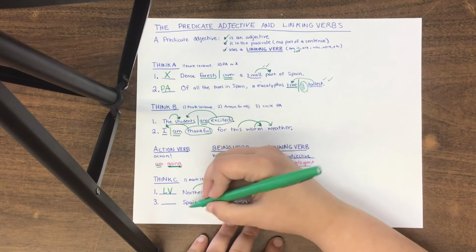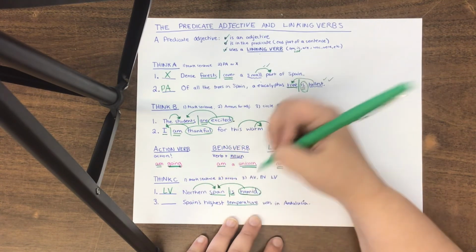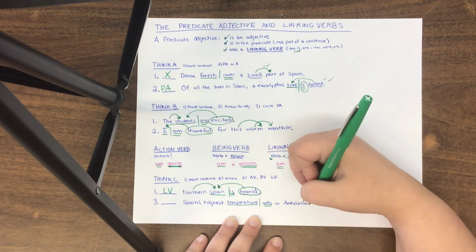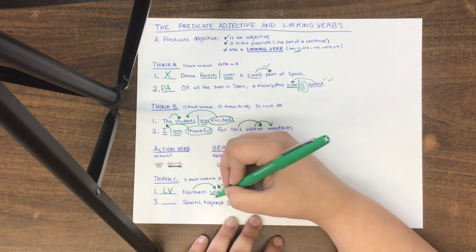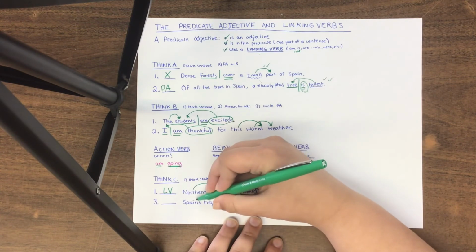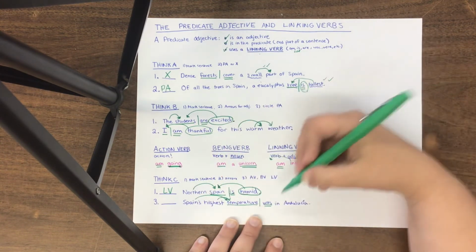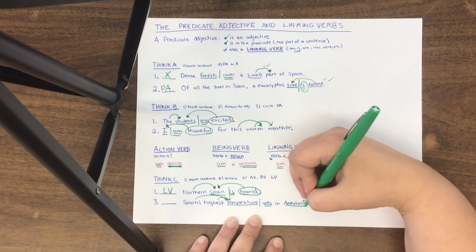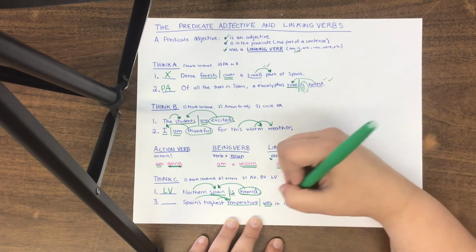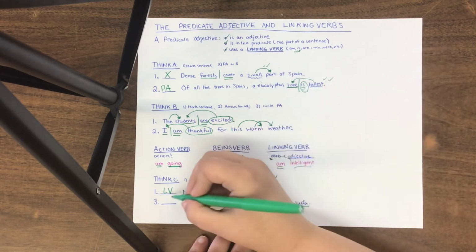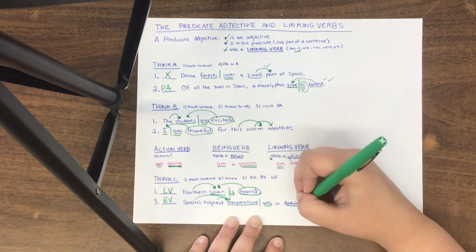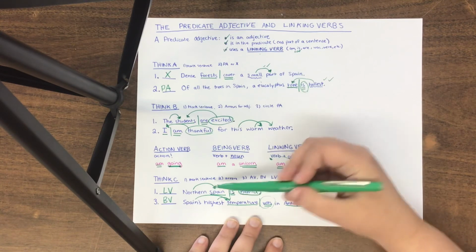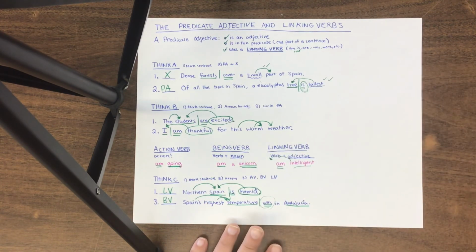What about the next one? Spain's highest temperature, temperature is our subject, was in Andalusia. So once again, I'm going to put my adjective. So highest describes the temperature. Spain describes the temperature. And Andalusia is a noun. It's not an adjective. So if it's a noun following the being verb, then I'm going to put BV for being verb. This is a noun, so therefore this is a being verb. This is an adjective, so therefore this is a linking verb. That's how we tell the difference right there, grade 4s.